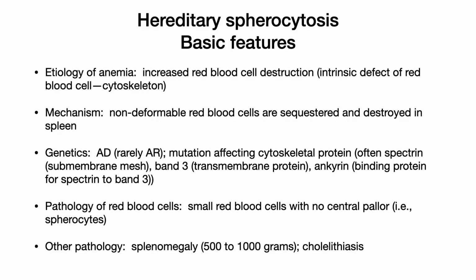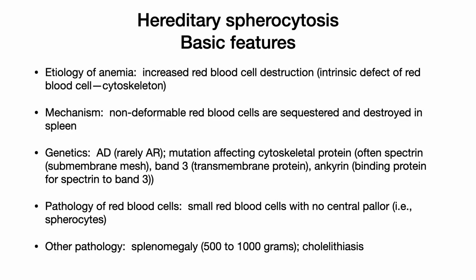So think about it. If the cytoskeleton is damaged, red blood cells have to deform a lot when they're squeezing through the capillaries and stuff like that. And so if you mess up their cytoskeleton and they can't deform, they won't squeeze through capillaries as well. And so they can get stuck, they get sequestered. That's why with hereditary spherocytosis, you can see splenomegaly, and they can get subsequently destroyed.